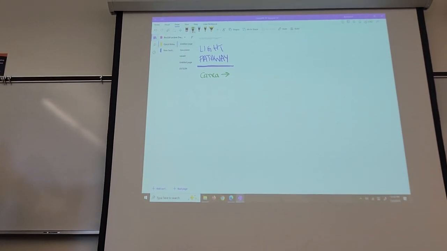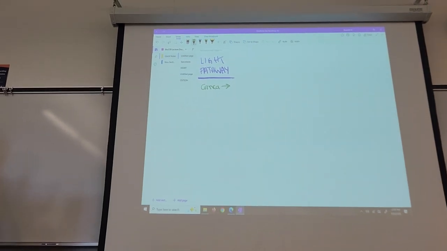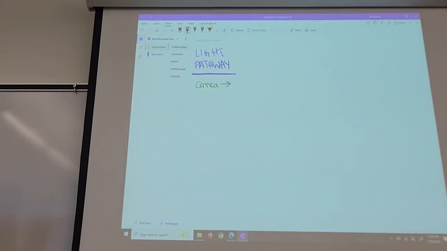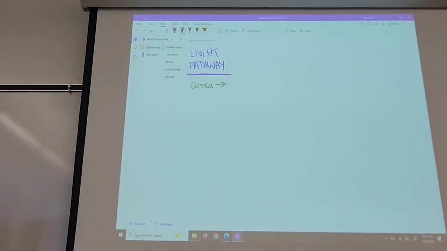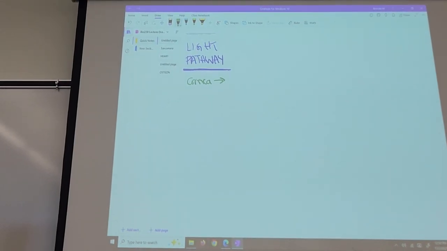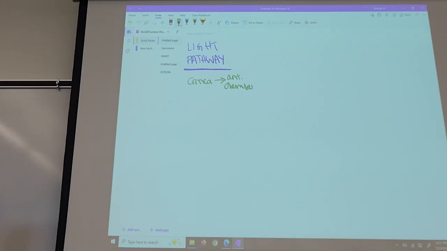Okay, so from the cornea then, light is going to enter a specific space in between the cornea and the iris. What specific space is that? Anterior chamber. So it's going to enter the anterior chamber. And the anterior chamber is part of a larger structure called the anterior cavity. So it's the anterior chamber of the anterior cavity. Okay, so that's where light's gonna enter.